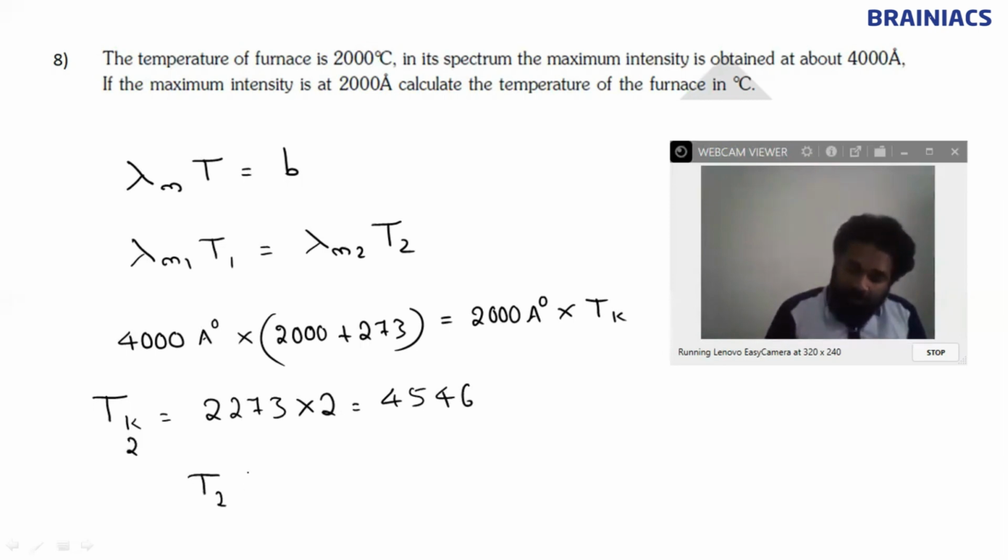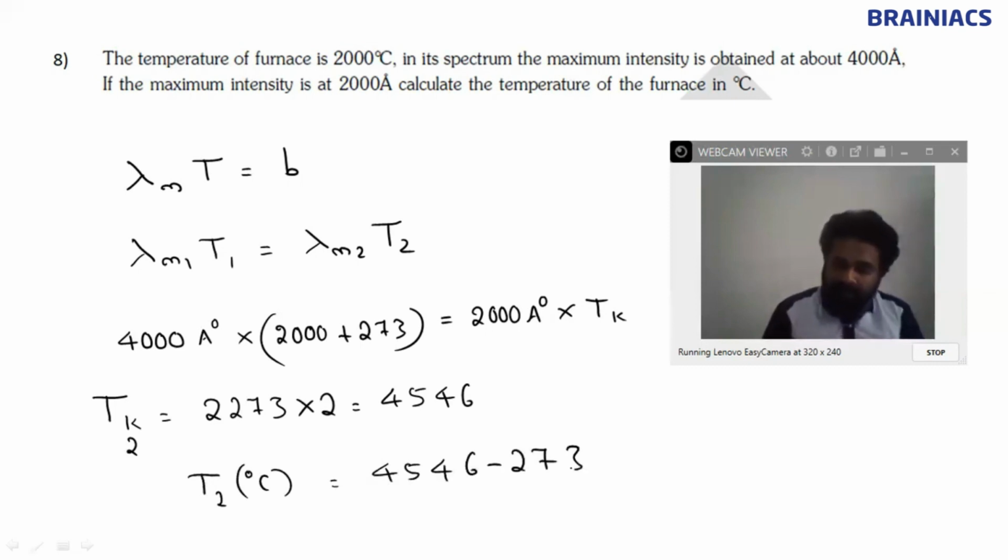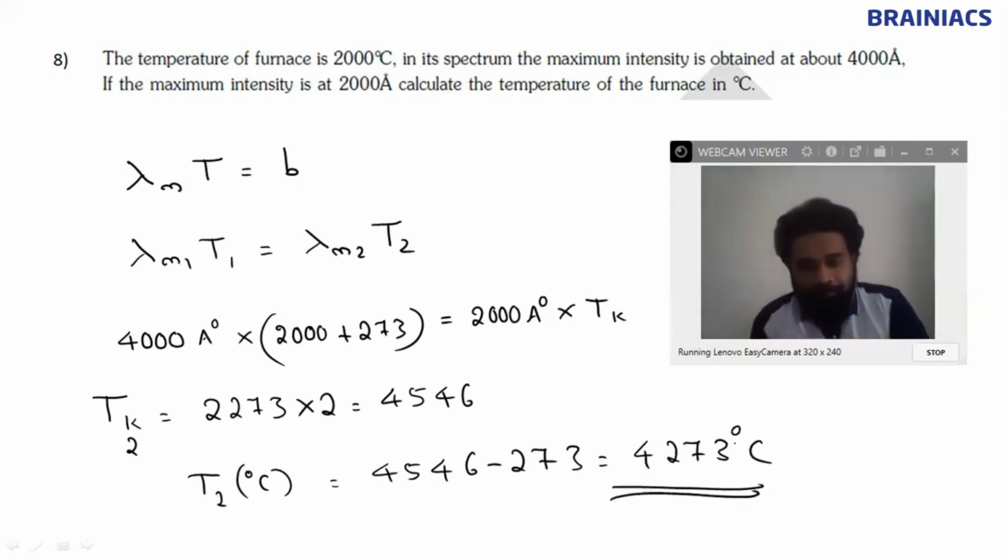Now T2 in degrees Celsius, if we do 4546 minus 273, we will be getting 4273 degrees Celsius. This is the answer for this question.